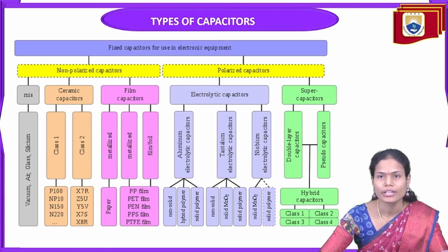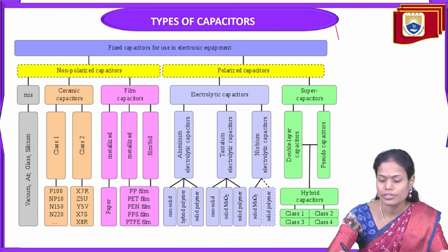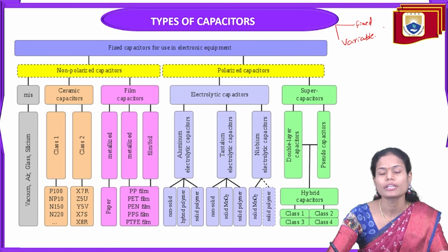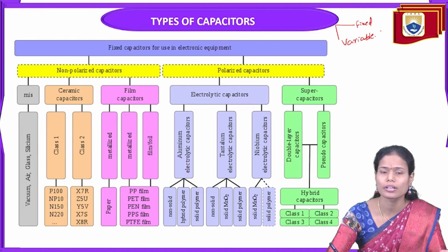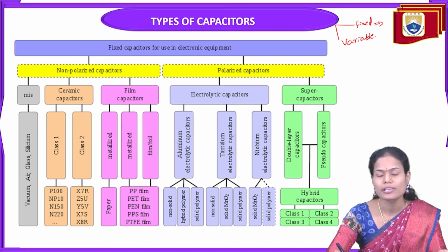So while coming to the different types of capacitors, capacitors have two types: one is fixed type capacitors, and the other is variable type capacitors. How can we differentiate whether a particular capacitor is a fixed capacitor or a variable capacitor? In the case of fixed capacitors, the capacitance value is fixed. But in the case of variable capacitors, the value of capacitance is varied between some range.